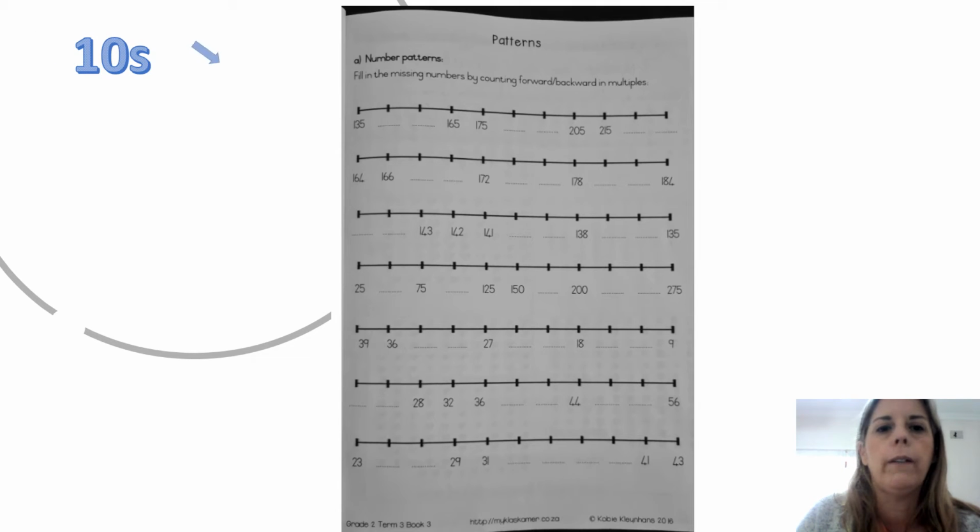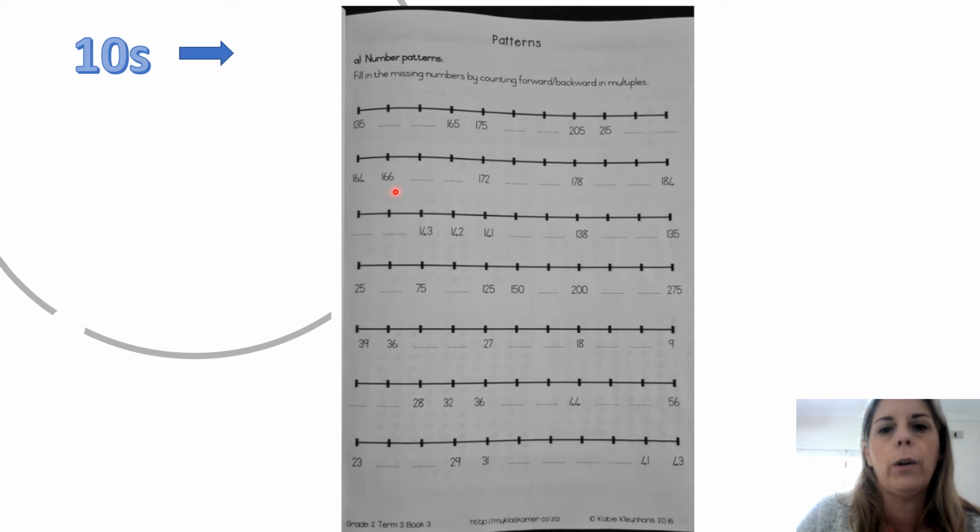And I'm going forwards. Okay, the next pattern is 164 and 166 together. So I can figure out my rule by looking at those two. Is the ones number the same? No, the ones number is 4, and here it is 6. Is the tens number the same? Here it is 6, and here it is 6. Yes, the tens number has not changed. The ones number is the one that's changed.